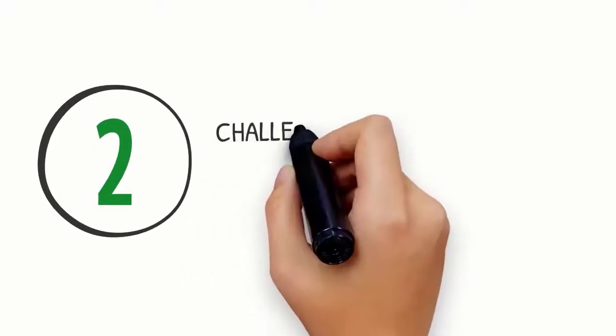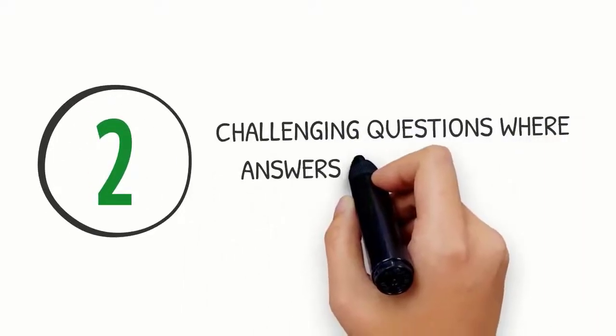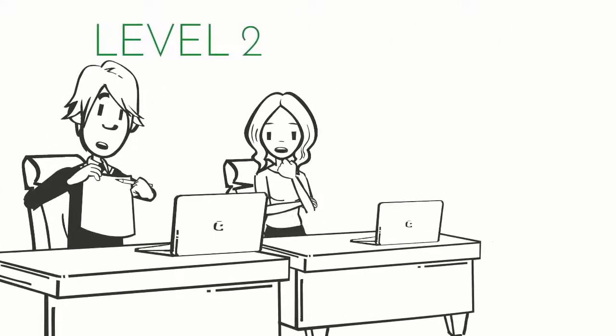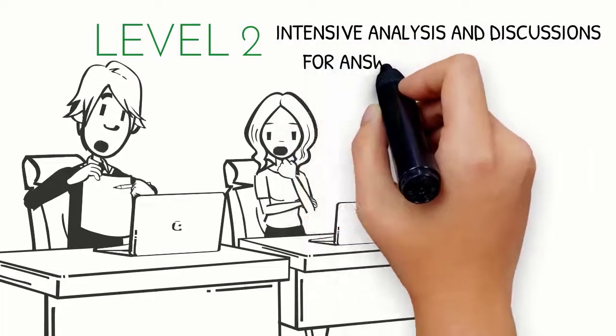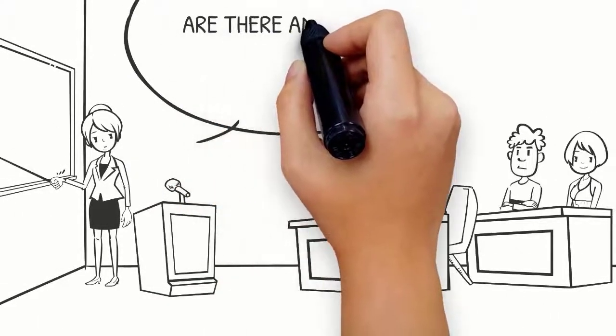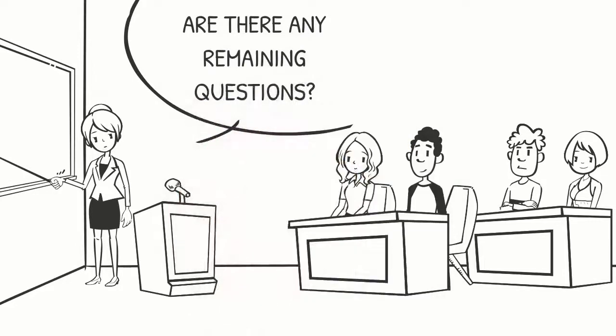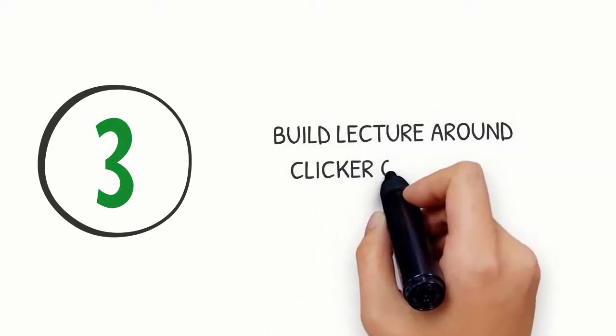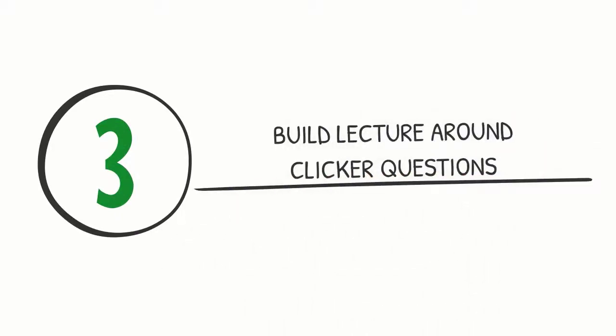Level 2 questions are challenging and analysis is needed because answers are not obvious. Students are encouraged to have intensive discussions that might afterwards end in a dialogue between students and the lecturer for answering remaining questions. On level 3, the whole lecture is built around some challenging clicker questions that contain the whole subject matter of the learning unit.